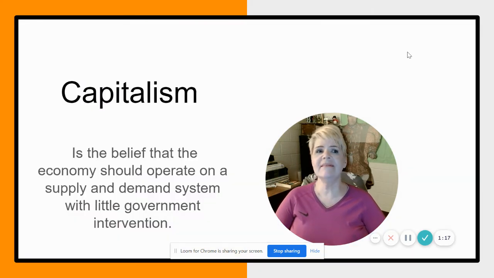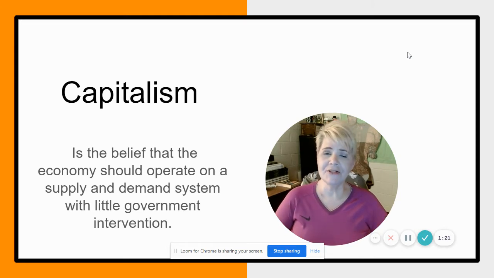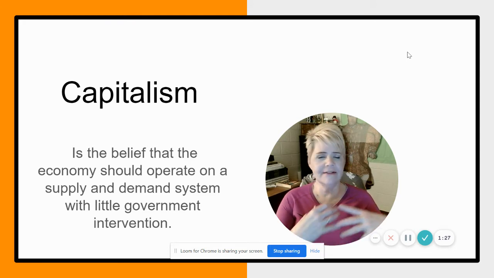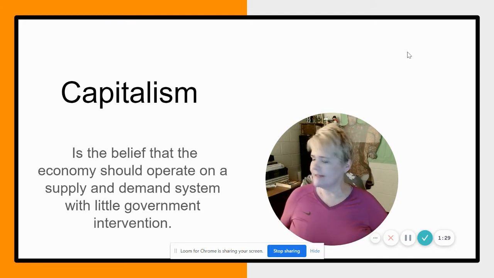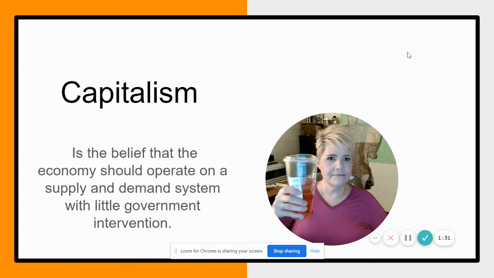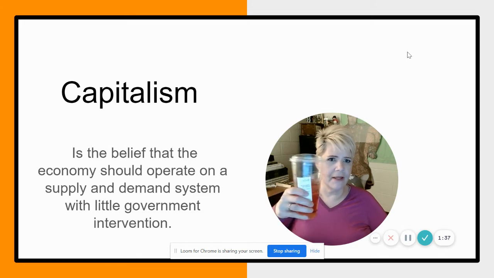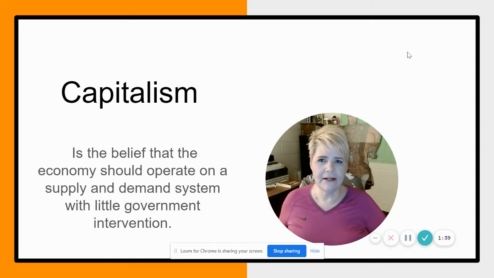The first one is capitalism. Capitalism is an economic system used by nations, and it's based on a supply and demand system. If the country wants Starbucks, okay, then every city should have a Starbucks, okay, supply and demand kind of thing, all right?